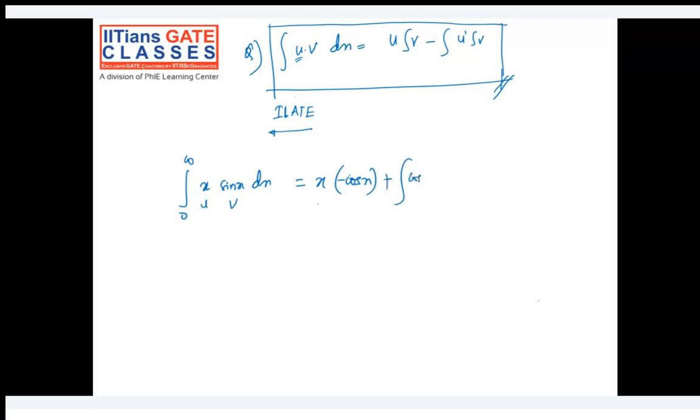Limit 0 to infinity. So minus x cos of x, integration of cos of x is sin of x. Limit is 0 to infinity. So ultimately you'll end up with the infinity answer, because x is infinity, and infinity multiplied by any number within the range minus 1 to 1 will be again infinity. So this will turn out to be infinity. So it's divergent.